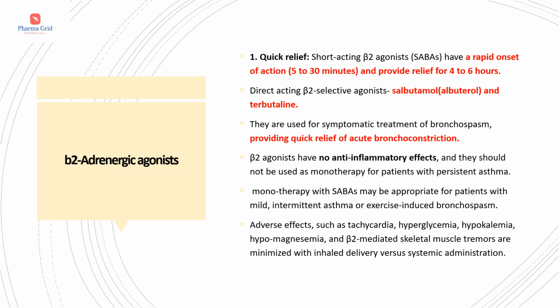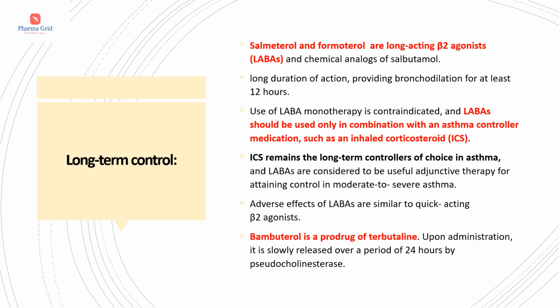Okay, so the first category is short-acting beta-2 agonist. Their feature is that they are mainly used for the quick relief of symptoms, due to their rapid onset of action, which is within 5 to 30 minutes. The examples of short-acting beta-2 agonists include salbutamol and terbutaline, and they can be used only for the quick relief of symptoms. As they do not have anti-inflammatory activity, they cannot be used as monotherapy for patients with persistent asthma. Next, for the long-term control.